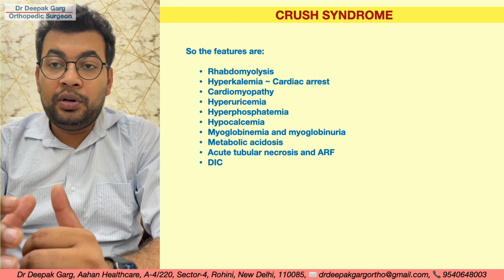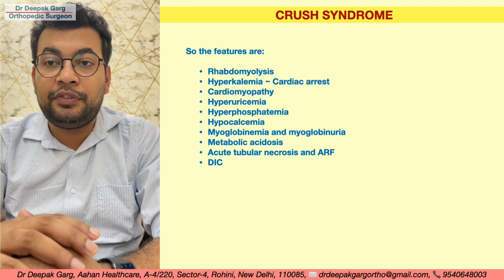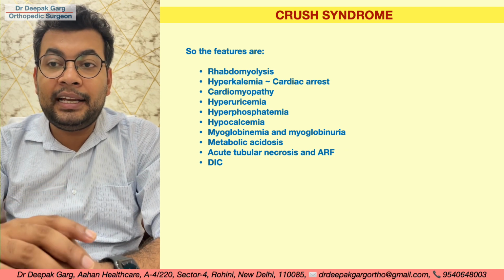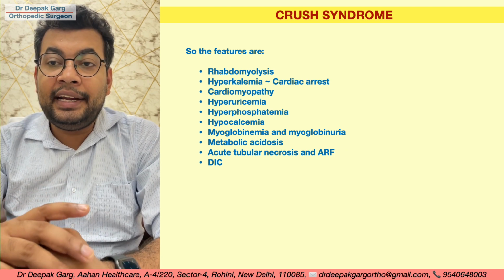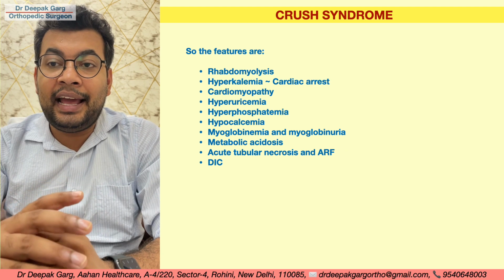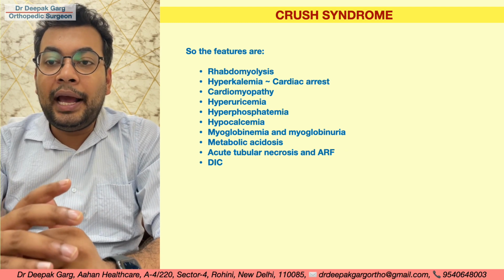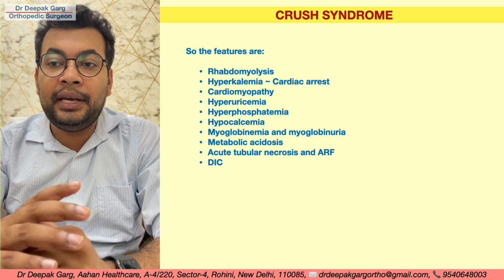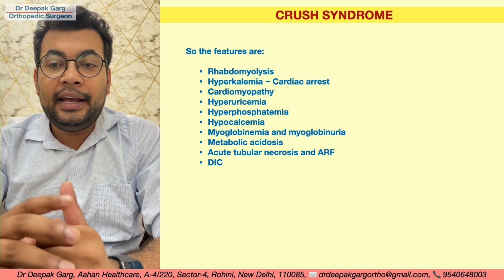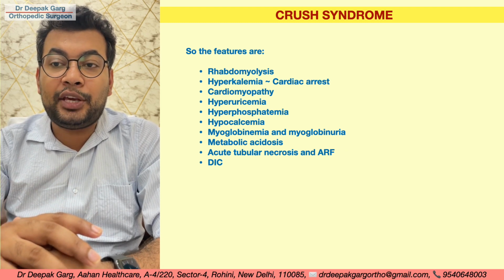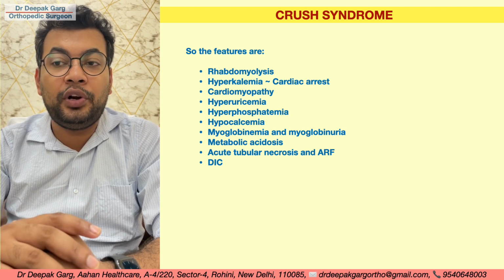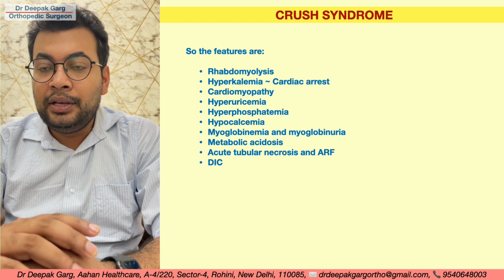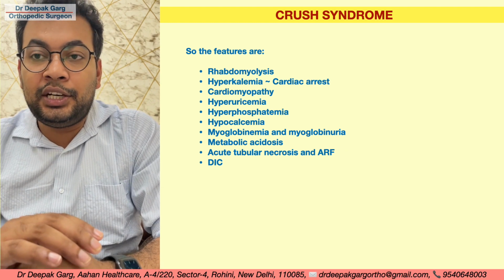So now briefly, what are the features of Crush syndrome? It can have rhabdomyolysis, hyperkalemia that will lead to cardiac arrest. It can have cardiomyopathy, hyperuricemia, hyperphosphatemia, hypocalcemia, myoglobinemia, myoglobinuria, metabolic acidosis, acute tubular necrosis, acute renal failure, and disseminated intravascular coagulation. So how will we manage Crush syndrome?